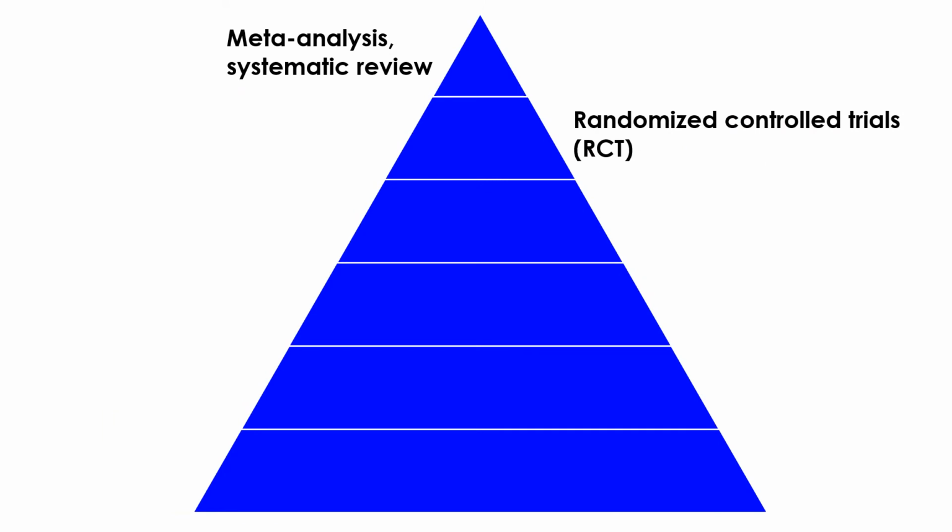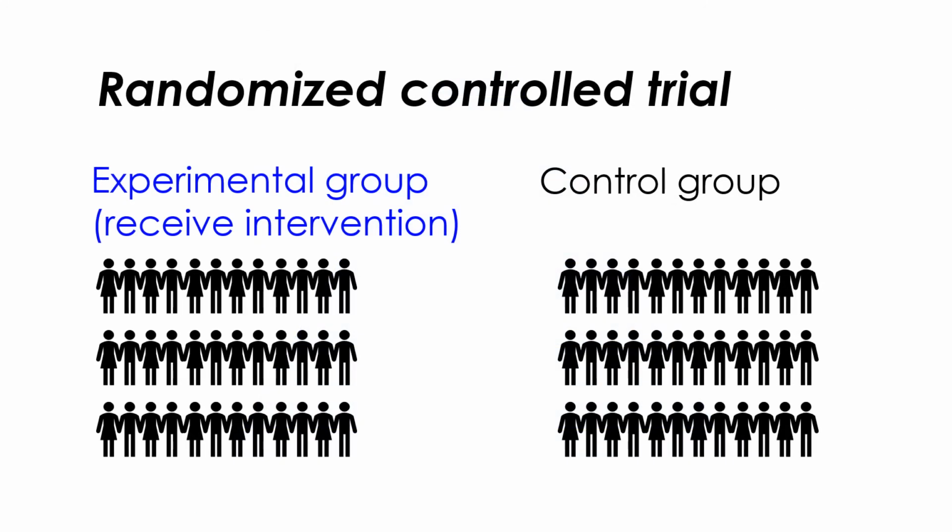Next to the top of the pyramid is the evidence from randomized controlled trials and experiments. A randomized controlled trial is a form of scientific experiment used to control factors not under direct experimental control. If you want to study whether an intervention works or not, you randomly assign research participants into an experimental group or a control group. This is the most rigorous way of determining whether a cause-effect relationship exists between the intervention and an outcome.